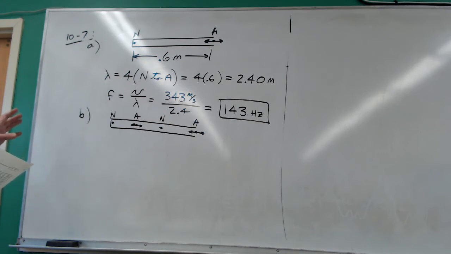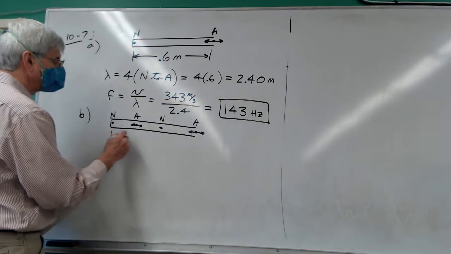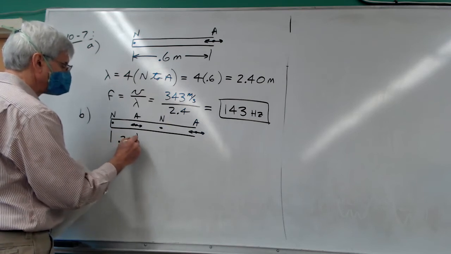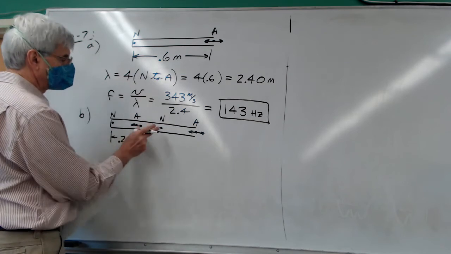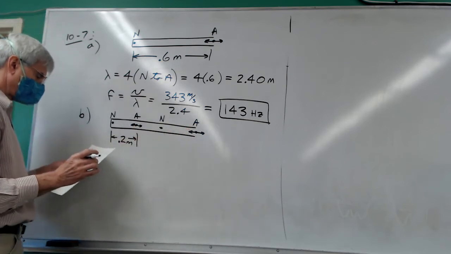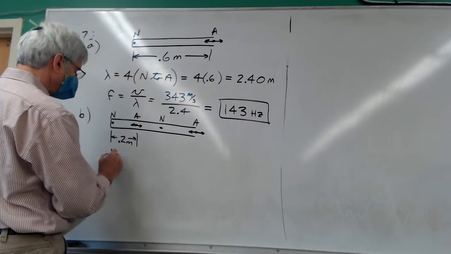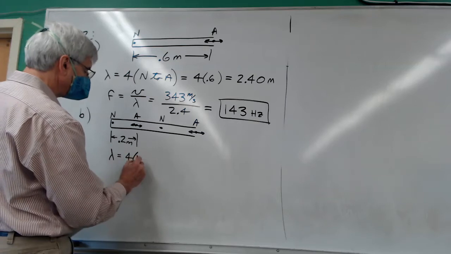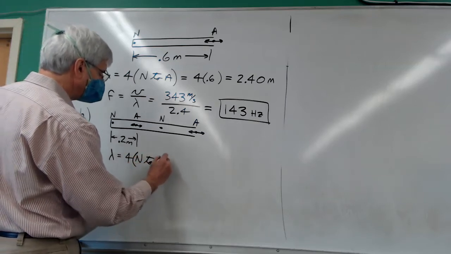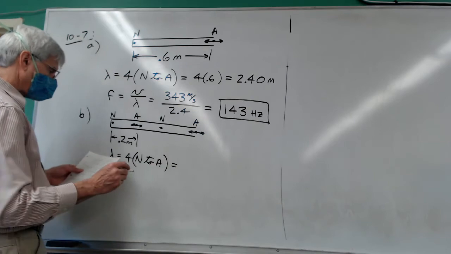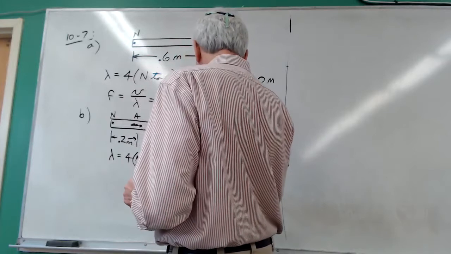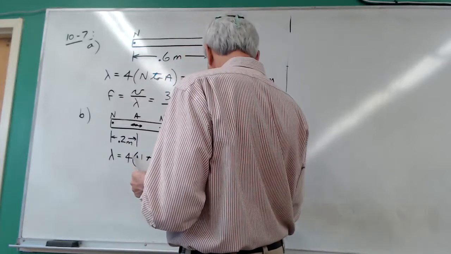So now, if you take the 0.6 of a meter and divide it into 3 equal pieces, each of them is 0.2 of a meter. And this is 0.2 and this is 0.2. Wavelength is once again 4 times the distance from node to antinode. 4 times 0.2 is 0.8.